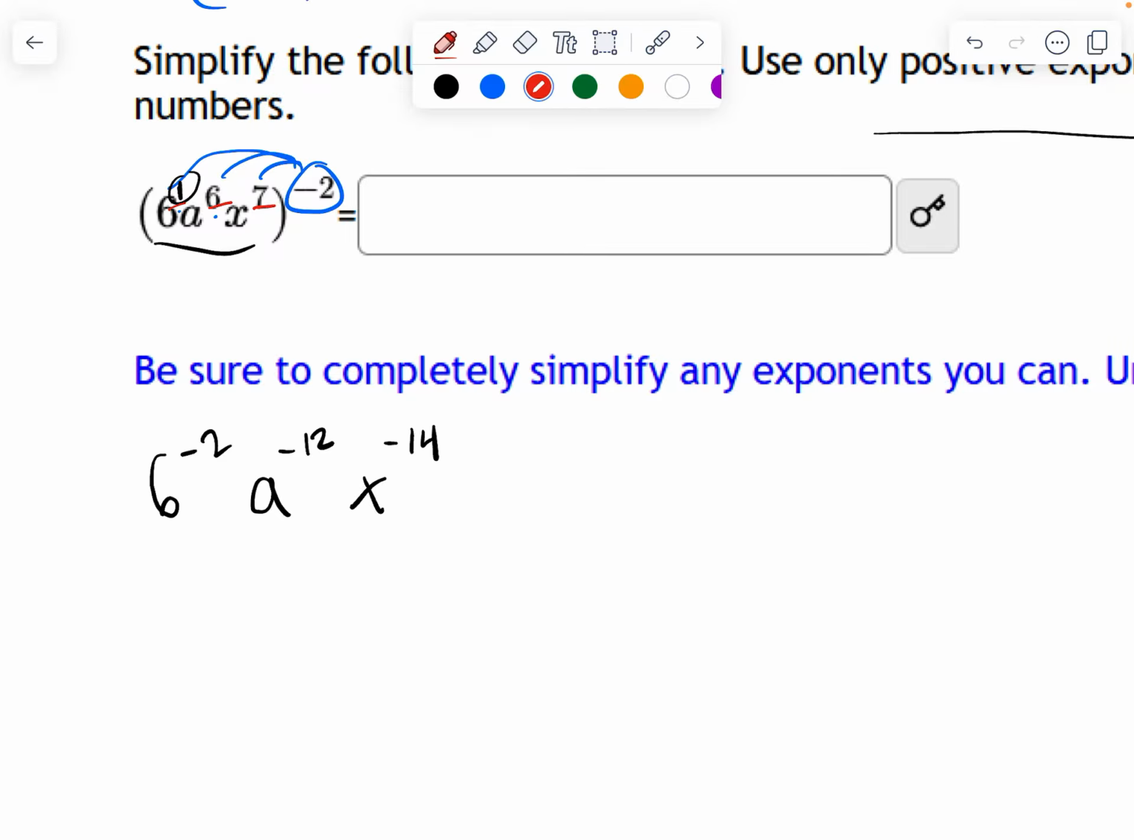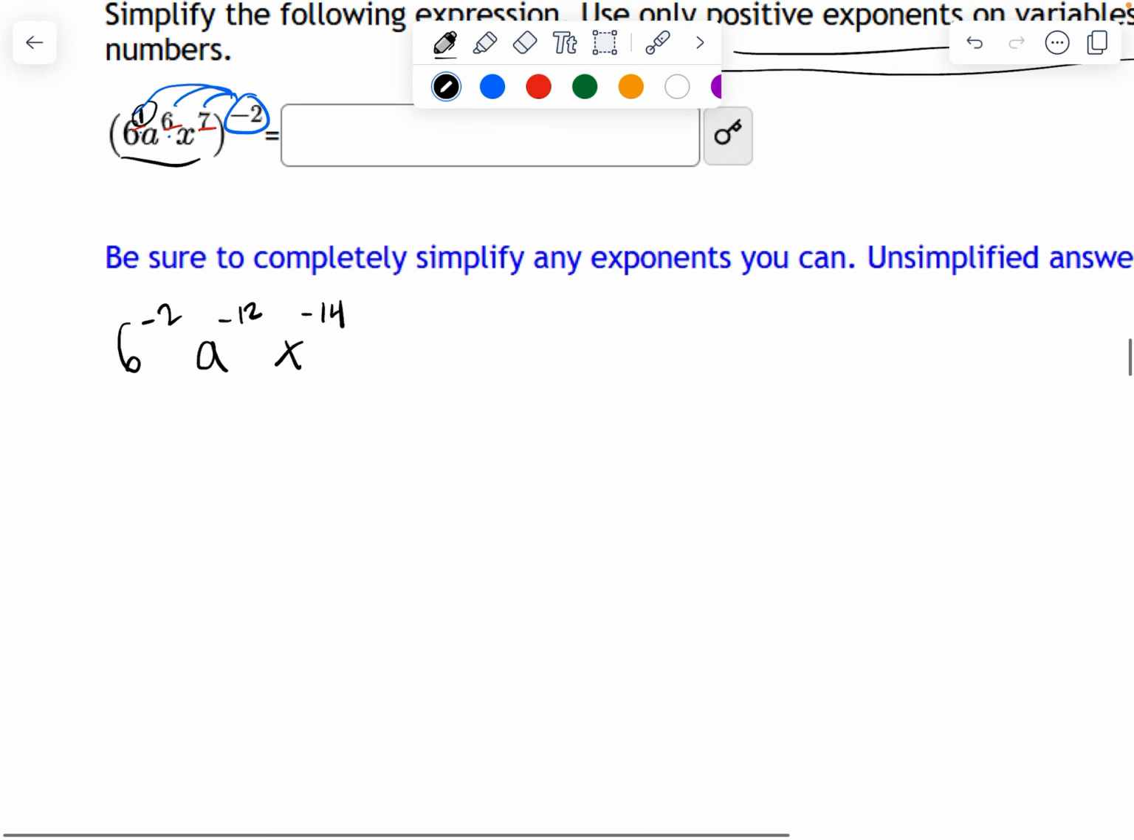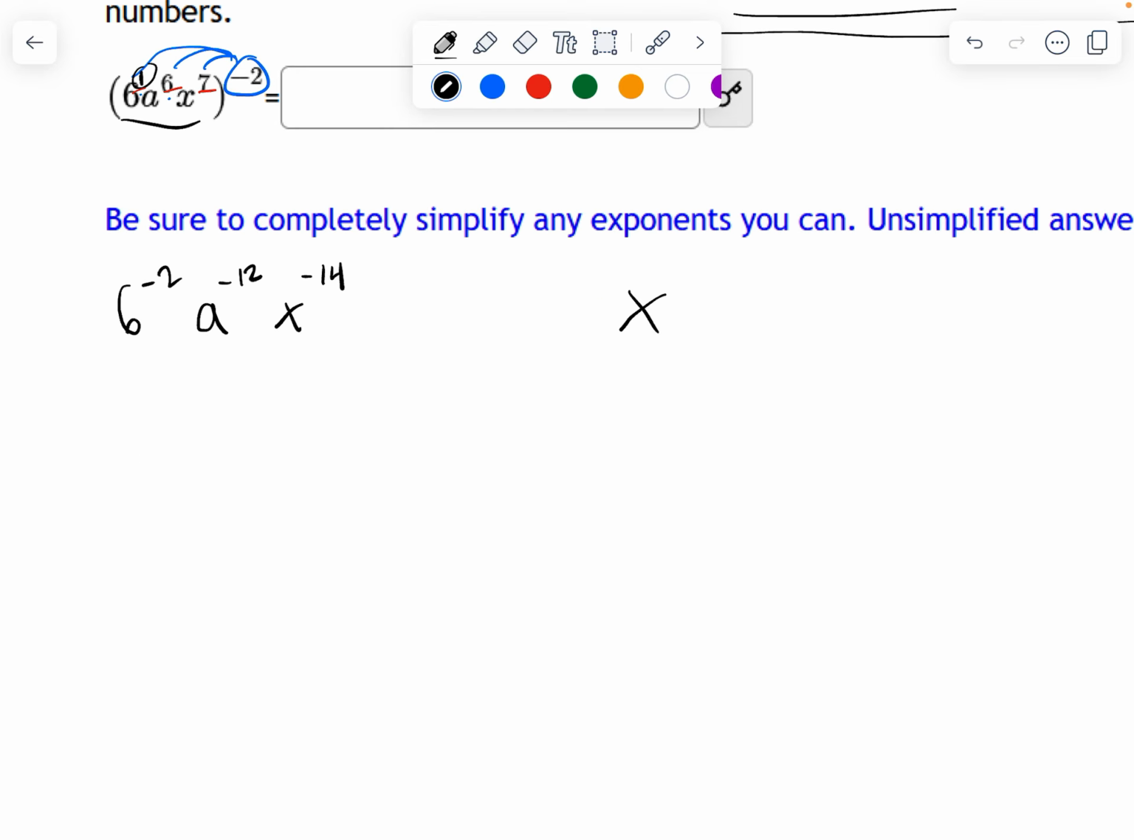All right, now the last thing we need to do is simplify this. It says using only positive exponents. And reminder, if I have something with a negative exponent, then all that does is that it moves my term either from the numerator to the denominator and turns the exponent positive, or if I had something negative in the denominator, it would move it to the numerator and turn that exponent positive.